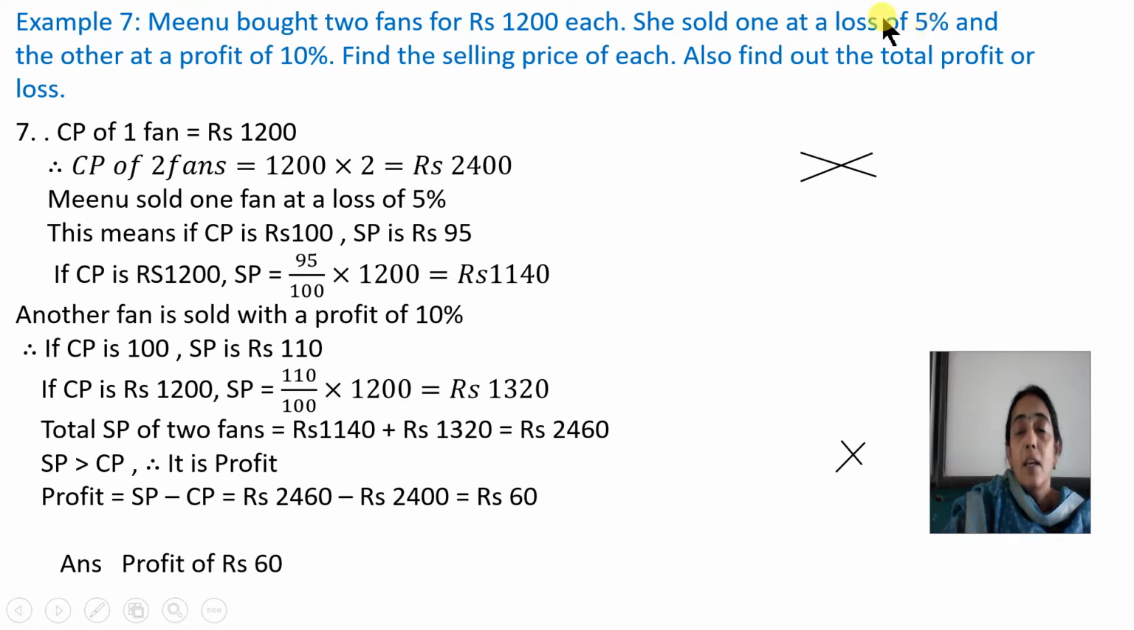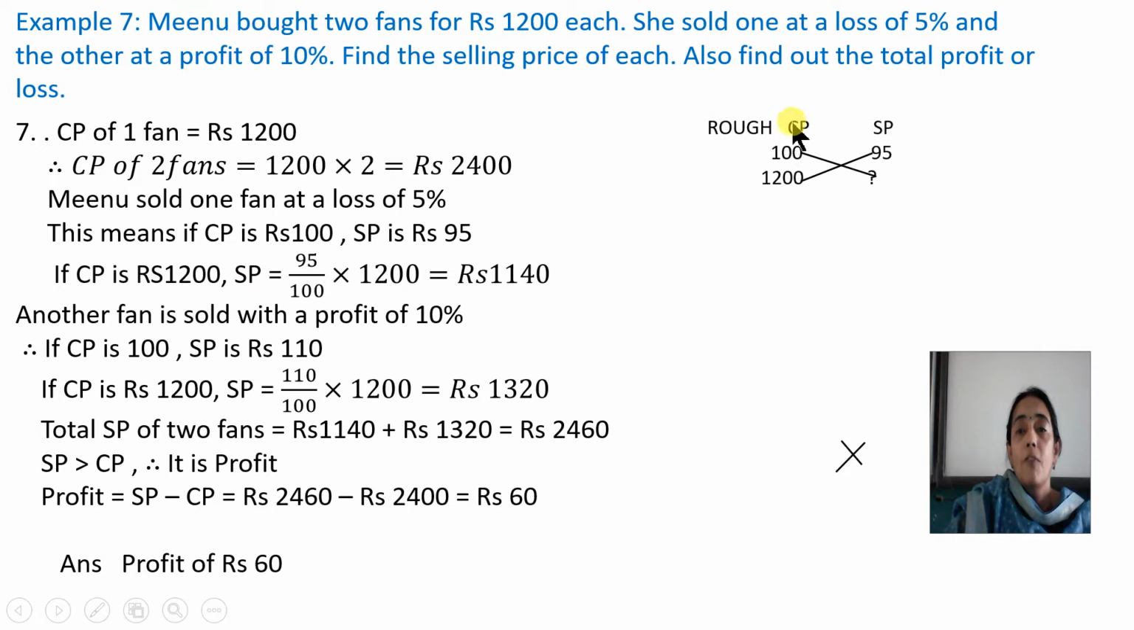That means this 5% means what? This means that if CP is 100, SP is 95. That is, on each 100 rupees she has a loss of rupees 5. So if CP is rupees 100, SP is 95. So if CP is rupees 1200, SP is equal to 95 upon 100 into 1200. How did this come? See, you can equate it in your rough work.